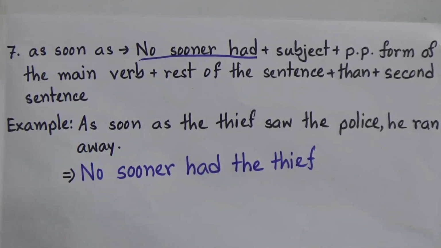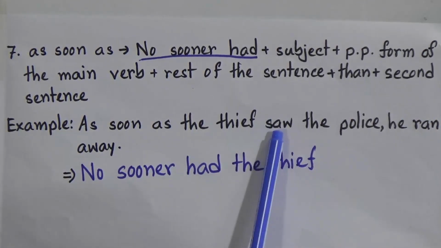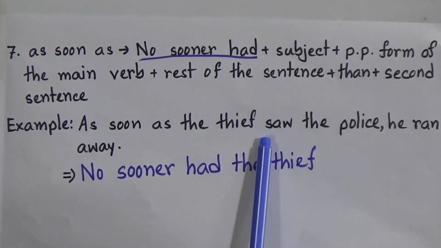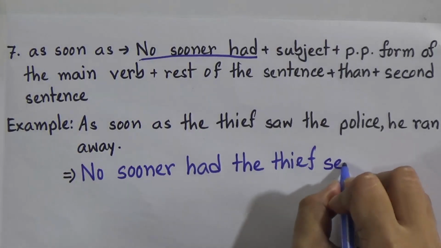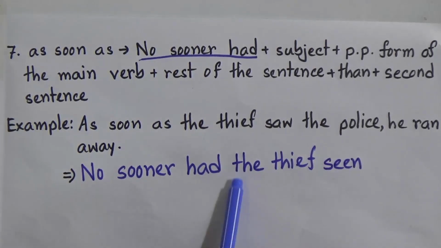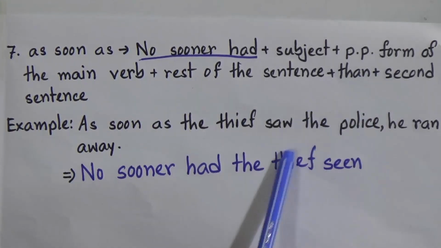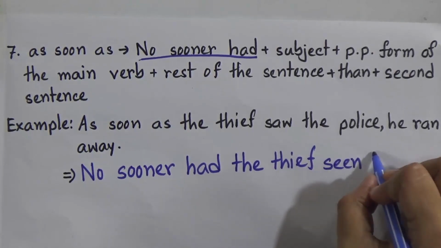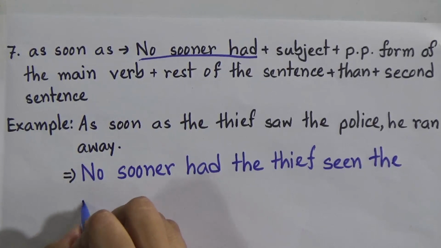Now we will write the past participle form of the main verb. What is our main verb? That means saw, and this is the past form of the verb see. So past participle form of the verb see is seen. No sooner had the thief seen. Now the rest of the sentence. What is the rest of the sentence? The police. So no sooner had the thief seen the police.